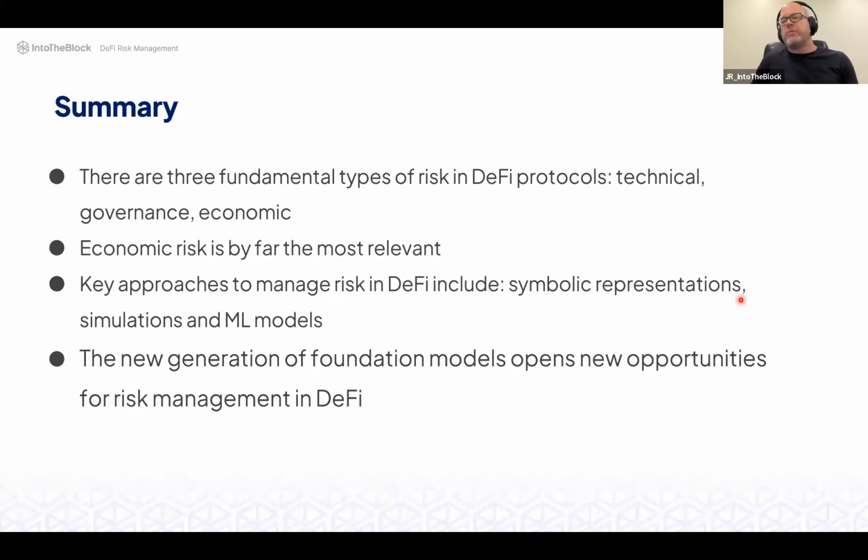All right, so to wrap it up on time as usual. There are three fundamental types of risk in DeFi protocols: technical, governance, and economic. Economic is by far the most relevant, and it will become more and more relevant, and it's probably the one that doesn't get that much press. The three main key approaches to manage risk in DeFi are symbolic, using rules, simulations, and machine learning models. And the new generation of foundation models definitely opens all sorts of opportunities for DeFi.